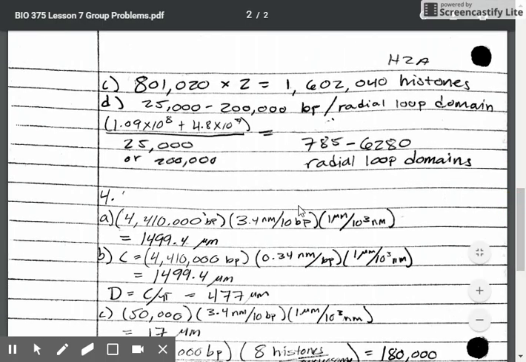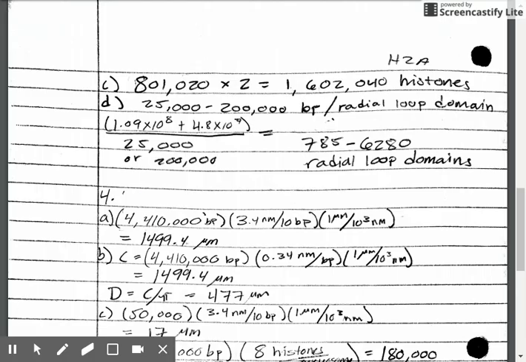D, we're asked how many radial loop domains would you expect to find within this translocation chromosome. To calculate this, we know that there's 25,000 to 200,000 base pairs per radial loop domain. So I took the total number of base pairs, divided it by 25,000, and then also again by 200,000 to give us a range of 785 to 6,280 radial loop domains. That's not a minus, that's just the dash to show the range. And that's how you do problems 2 and 3.